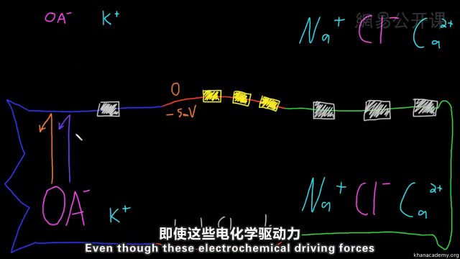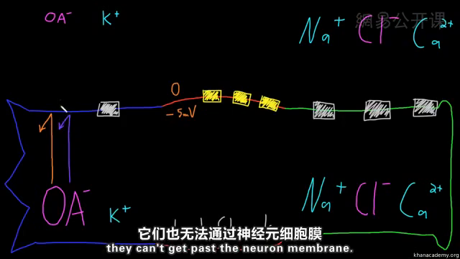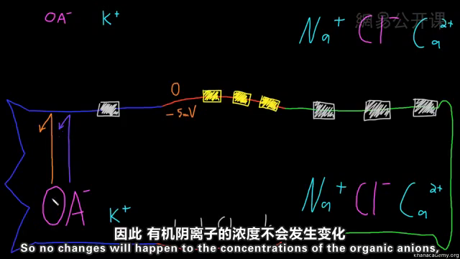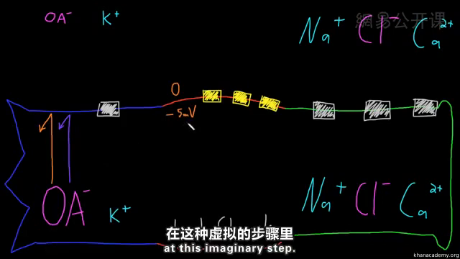Even though these electrochemical driving forces are trying to make the organic anions leave, they can't get past the neuron membrane, so they're trapped inside the neuron. So no changes will happen to the concentrations of the organic anions, and no further changes will happen to the membrane potential at this imaginary step.